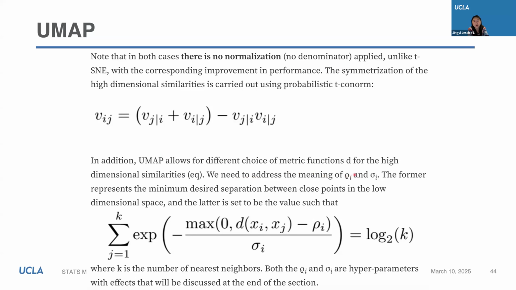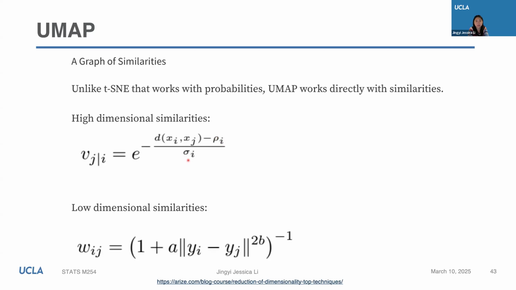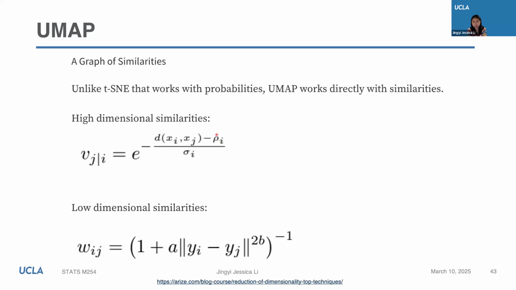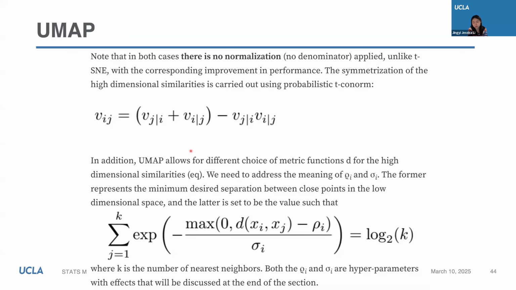We need to address the meaning of rho i and sigma i here in defining the high-dimensional similarity. The former, rho i, represents the minimum desired separation between close points. That's the min_dist hyperparameter in UMAP in the low-dimensional space. And the latter, sigma i, is the value such that you have something similar to perplexity in t-SNE. Basically, you set the number of nearest neighbors k, and then you go back and reversely solve for sigma i, given rho i. So both rho and sigma are hyperparameters, which will affect how you define the local similarity. Essentially, rho i is added, which is something not in t-SNE or SNE, but only in UMAP. It's just the minimum distance you want to have. But sigma i carries a similar thing as the perplexity in t-SNE.